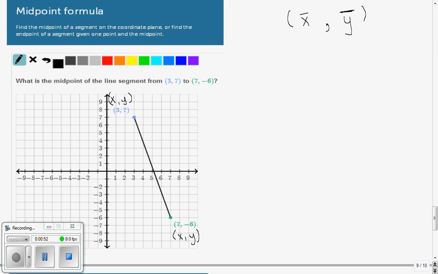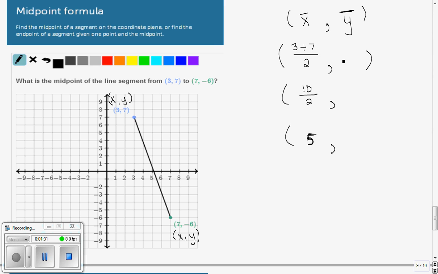And we know that to take an average, we add up the things we have and we divide by how many things we added together. So if I take the two x values from my endpoints, I can say 3 plus 7. I've added two things together, so I'm going to divide by 2. 3 plus 7 is 10, and 10 divided by 2 is 5. So my average x value here is 5.